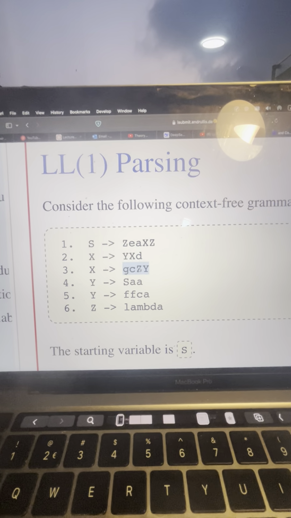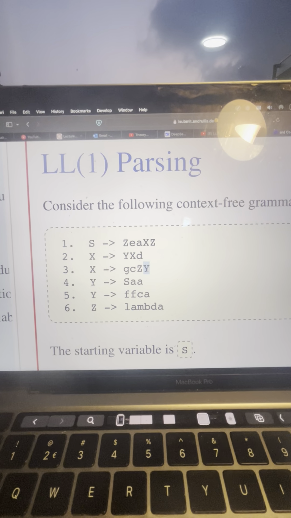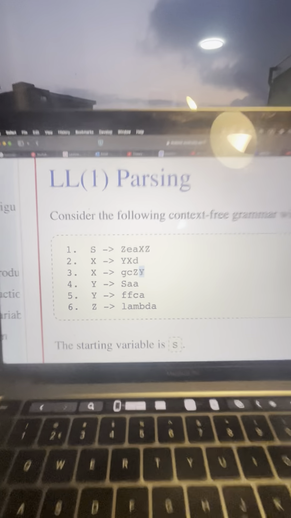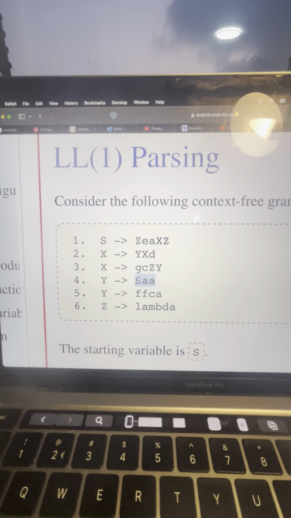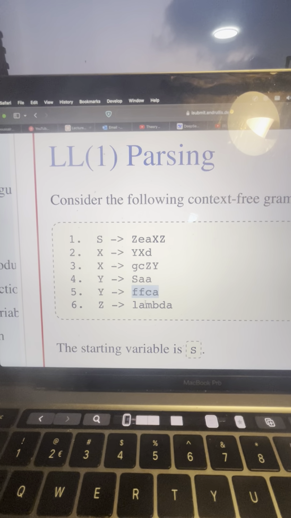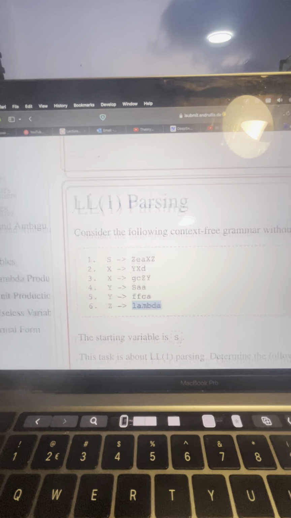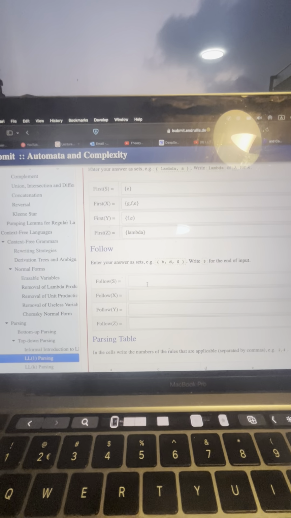Does this contain Z? Yes. It's a follow. What's the first of Y? The first of Y is F and E. We already have E, so we add only F. S, A doesn't have a Z. This also doesn't have a Z. This also does not have a Z. So we can try out what we have.